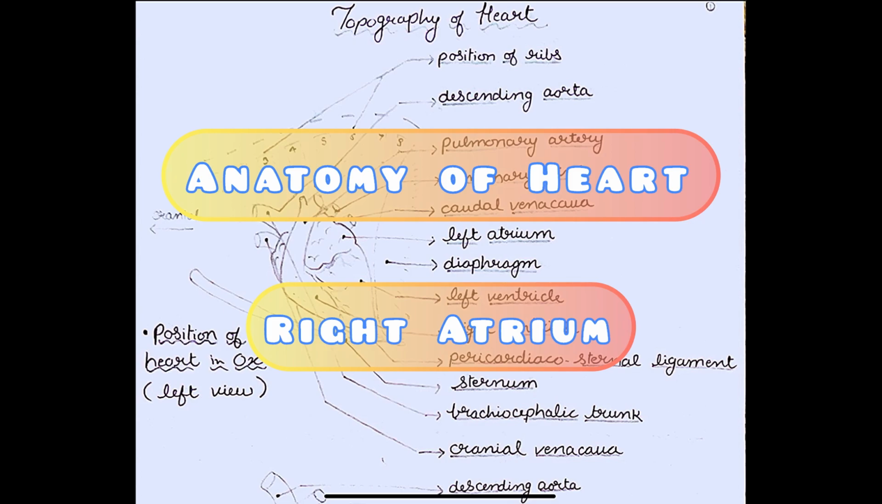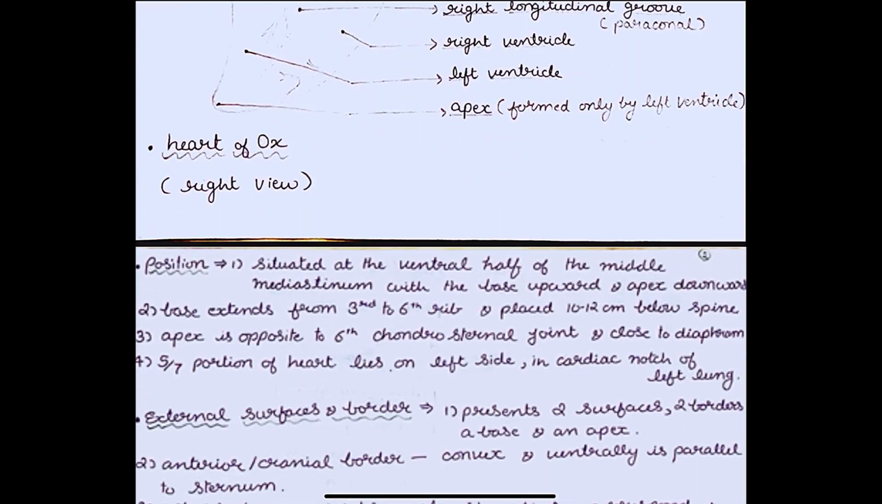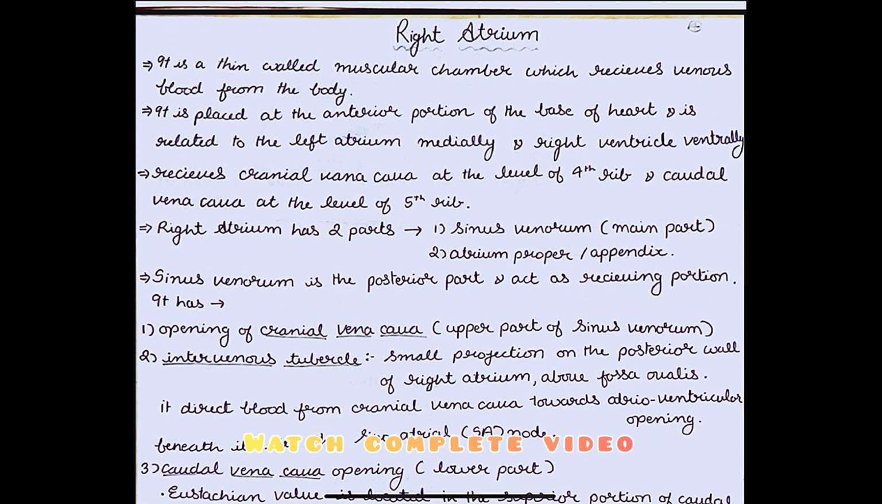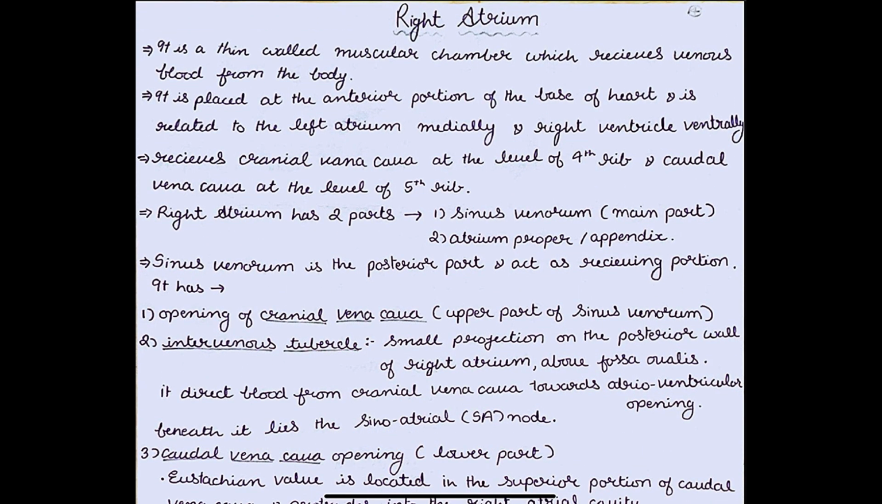Okay, so this is part 2 of the video, anatomy of the heart. And in this video, we are going to discuss the right atrium. From an exam point of view, the right atrium is very, very important because it has a lot of structures. So let us start with what the right atrium is and what it does. It is a thin-walled muscular chamber which receives the venous blood from the body.